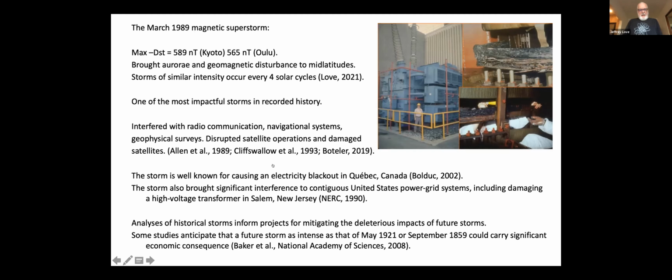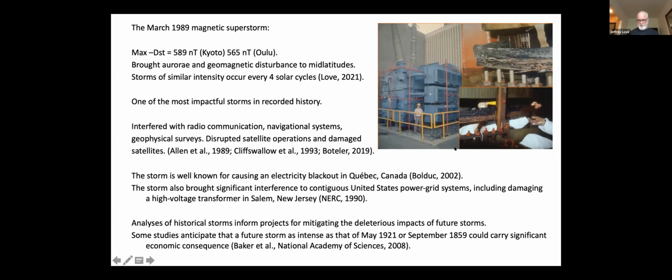Again, one of the most impactful storms ever recorded, it interfered with radio communication, navigational systems, geophysical surveys, and disrupted and damaged satellites. But the storm is best known for causing an electricity blackout in Quebec. And also, it's important to understand that it interfered with electricity systems in the United States, including damaging a high voltage transformer in Salem, New Jersey.